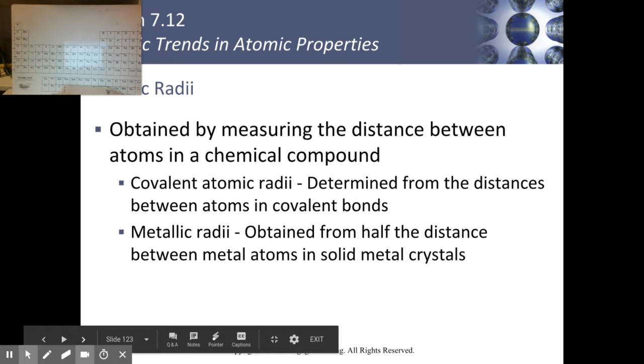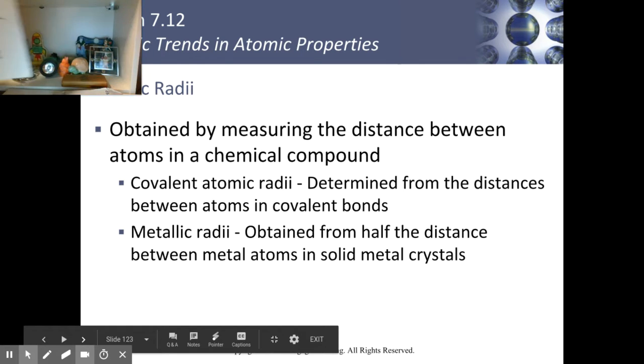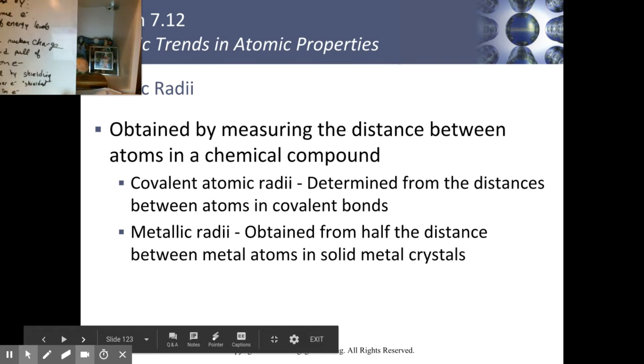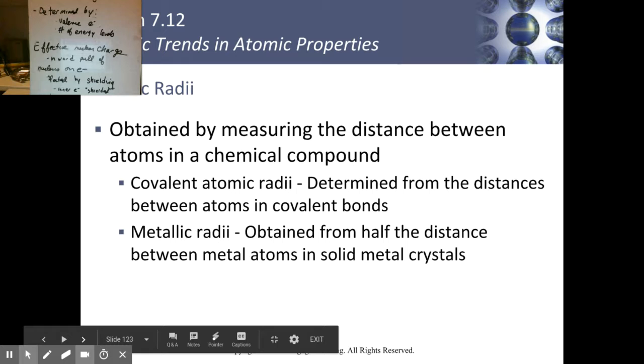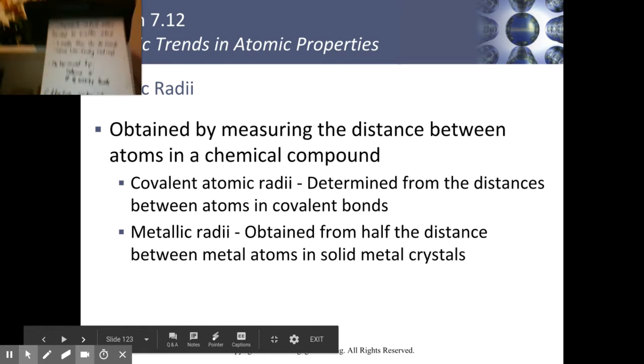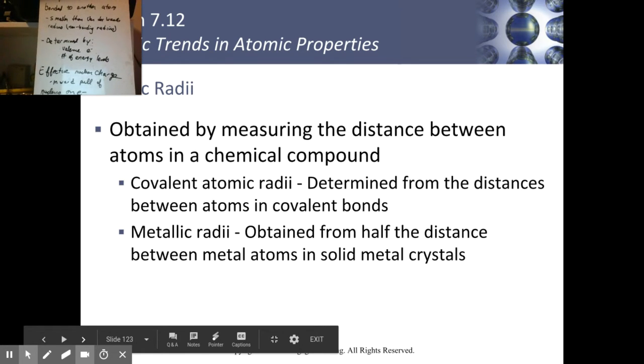Finally, we have the atomic radii. When we refer to the atomic radius, we are referring to the radius when it's bonded to another atom. For the non-bonding radius, we refer to the van der Waals radius. That's different. So when we're talking about the atomic radii, we're talking about the bonding radius or covalent bonding radius.